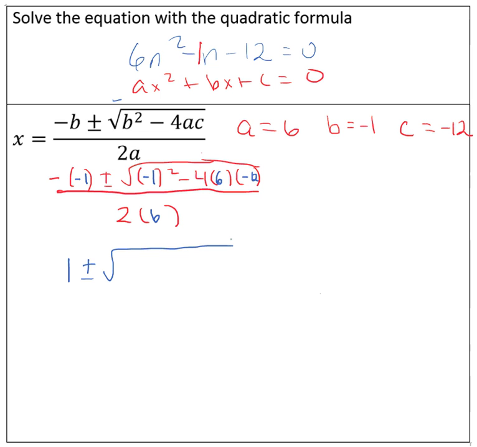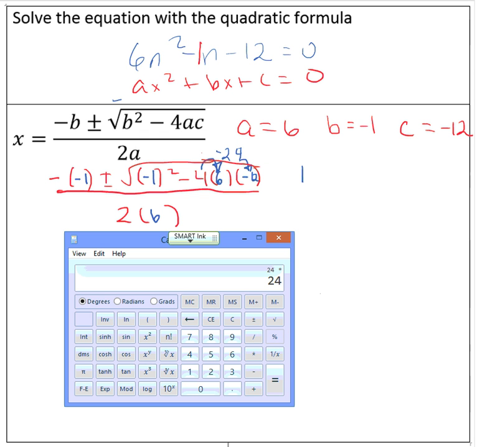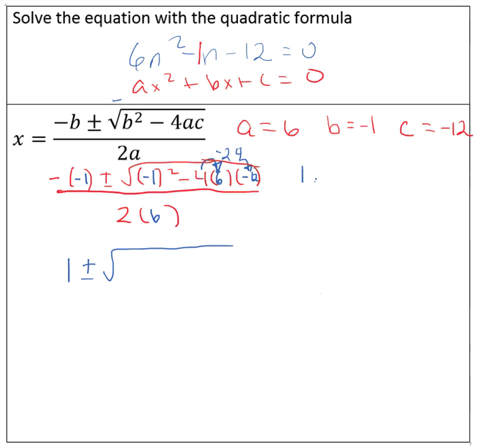We're going to work out the discriminant right now. -1 squared is 1. -4 times 6 is -24 times -12, I believe is 288, but I could be wrong. Let's double check. 24 times 12. And we get 288.